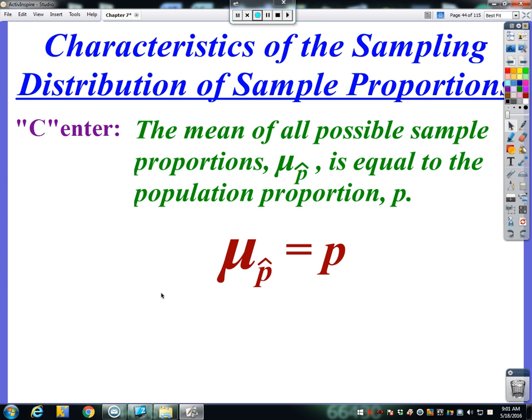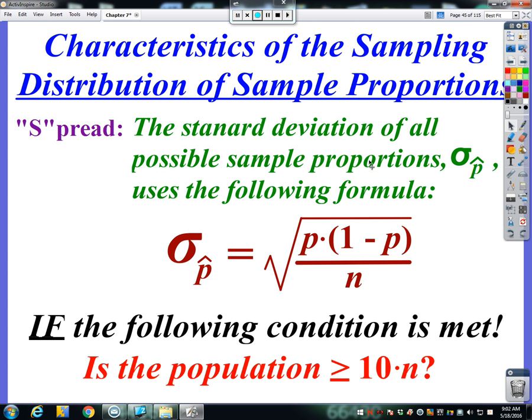Number 2, the center. Since the sample proportion is an unbiased estimator, the mean of all of the different sample proportions that we could theoretically take, which we aren't, would be equal to the true population proportion p. So the mean of all our sample proportions will be approximately our population proportion.